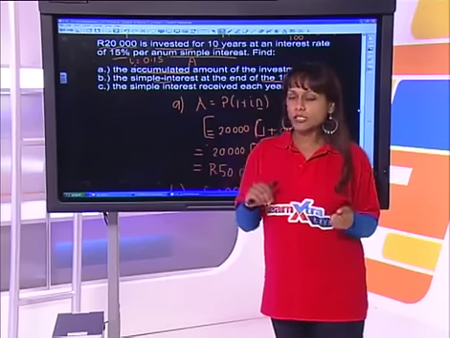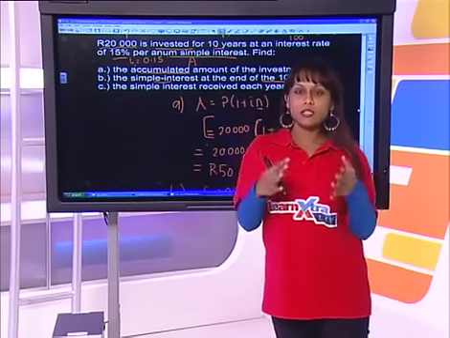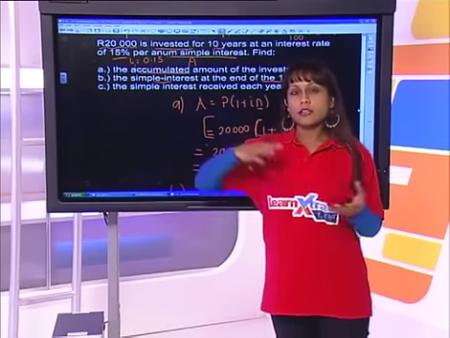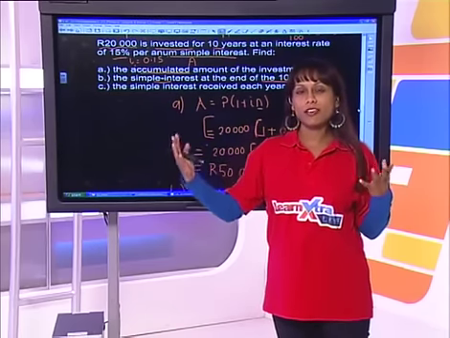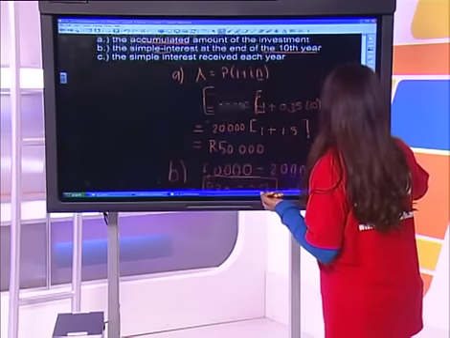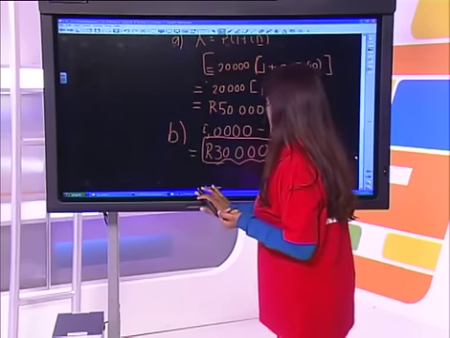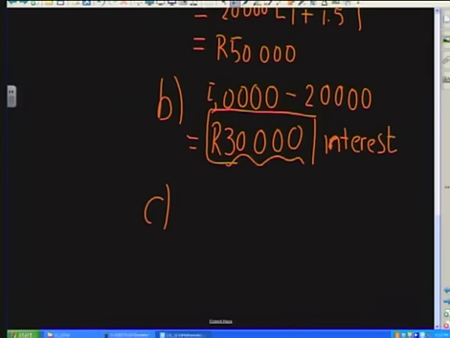And the next question they say to you is, work out the simple interest that you're going to get each year. So yes, we're going to get 30,000 right at the end, but how much interest, how does it accumulate every year? So we know that the total interest is 30,000. So this is now part C, and I want to work out the amount of interest I get each year.